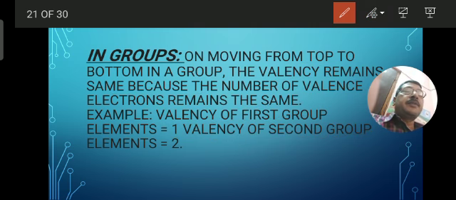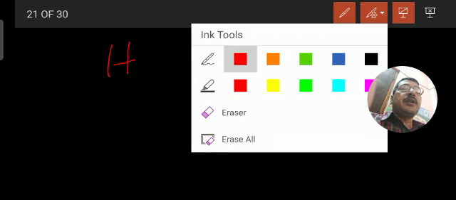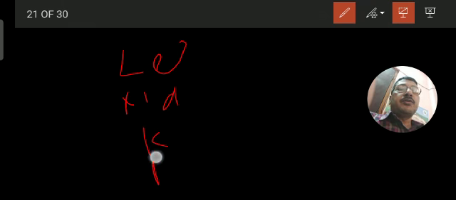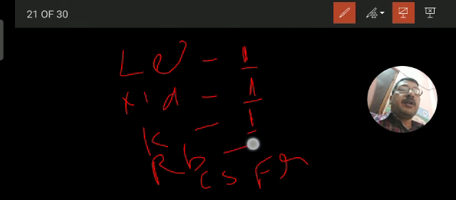Suppose lithium, okay, let me tell you about hydrogen here. Hydrogen is not included in the first group, okay, so don't worry. Lithium, sodium, potassium, rubidium, cesium and francium. Here in all the cases you will find its valency is 1, okay, their valencies are 1. When we do the electronic configuration we will find that valency is found to be 1.